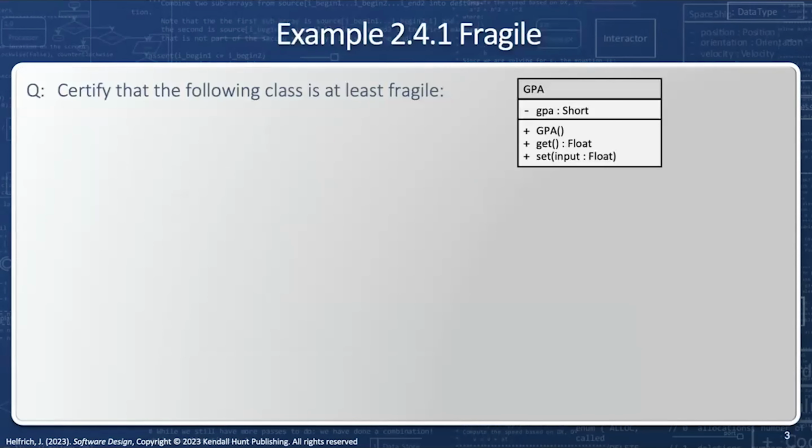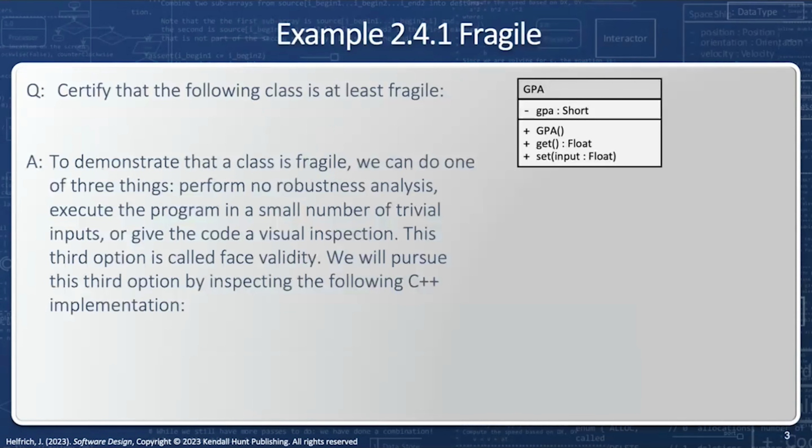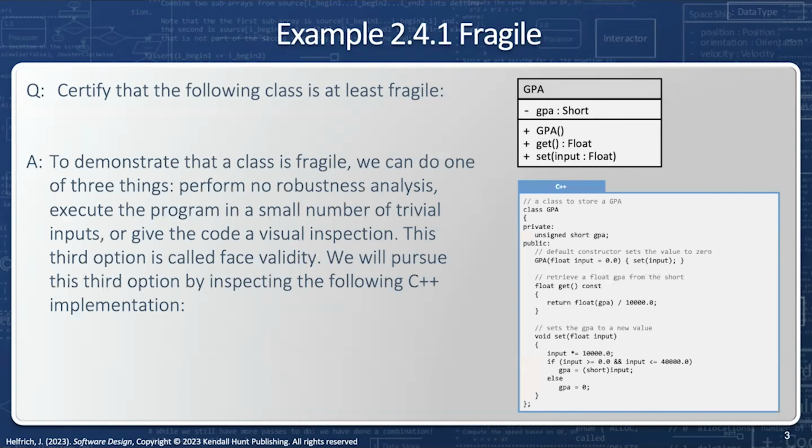First of all, an example of fragile. Here I have a GPA class, and I have a get and a set, and I have a GPA, which is stored as a short. Now, I want to see how it's fragile. To demonstrate the class is fragile, we could do one of 3 things. Perform no robustness analysis, execute the program on a small number of trivial test cases, or just do a visual inspection. This third option is called face validity, and we'll pursue this option. So here's our implementation in C++. I'm going to take a look at it, and I'm going to say, yeah, looks good.